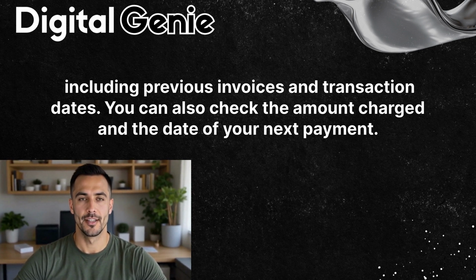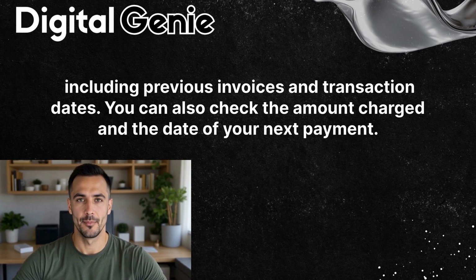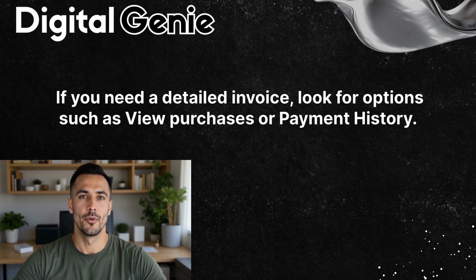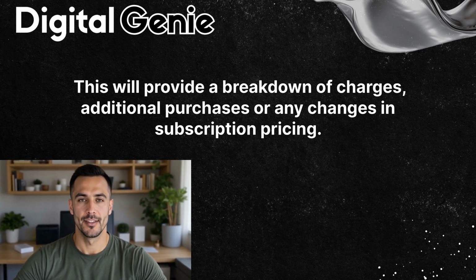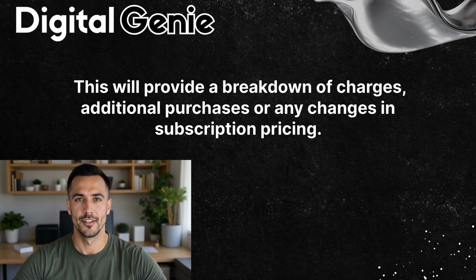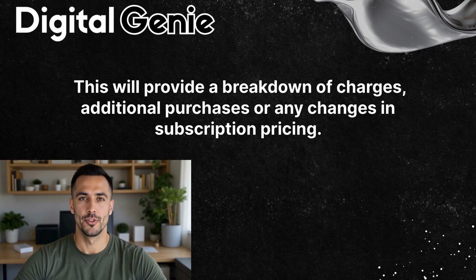You can also check the amount charged and the date of your next payment. If you need a detailed invoice, look for options such as View Purchases or Payment History. This will provide a breakdown of charges, additional purchases, or any changes in subscription pricing.